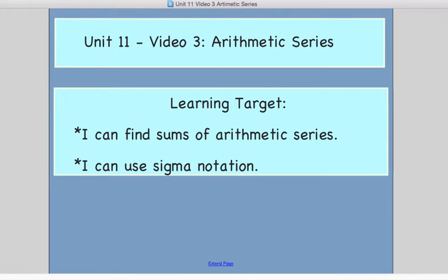Okay, so what a series is: you take a sequence and you start adding all the terms together and see what number all of them add together. Your learning target is that you can find the sum, which is addition, of arithmetic series, and you can use sigma notation. Sigma notation looks like this. So you got a big E, and it means to sum the numbers, okay?